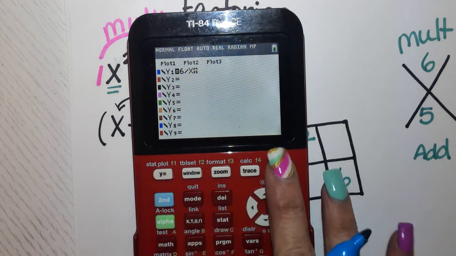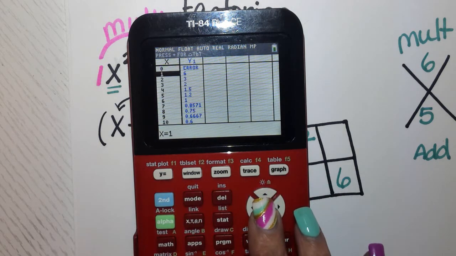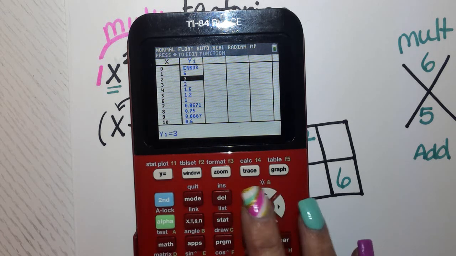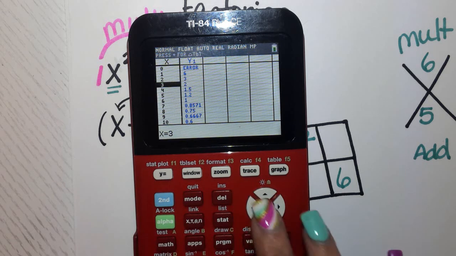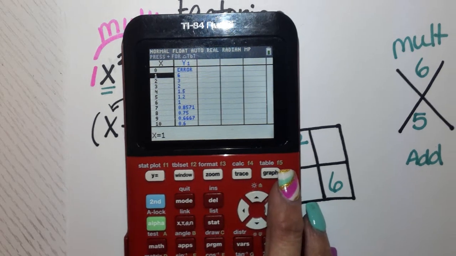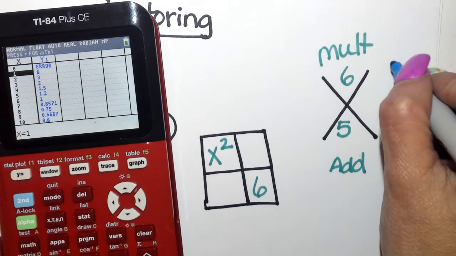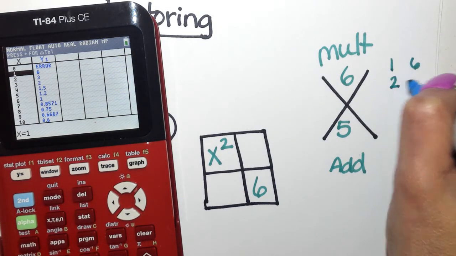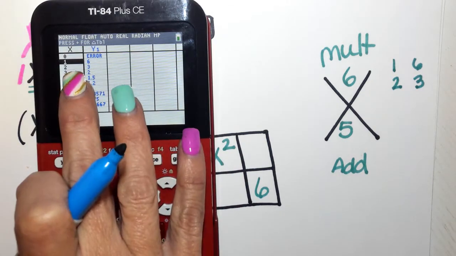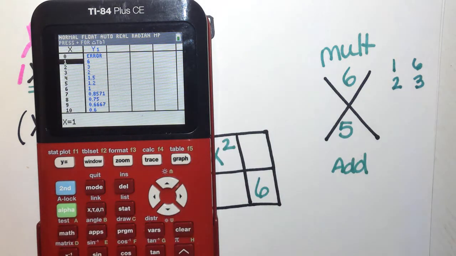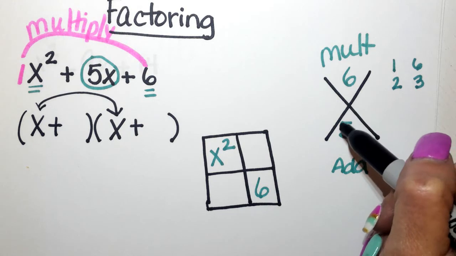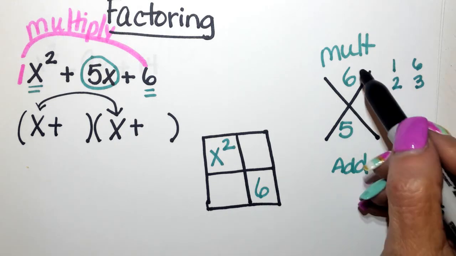I want you to go to second table and look at this. 1 times 6 is 6. 2 times 3 is 6. 3 times 2 is 6. And then they start repeating, right? 6 times 1. These are the factors of 6. So I'm going to come over here. I'm going to do 1 times 6, 2 times 3. And then it starts repeating over here because I'm back at 3. These are my factors.